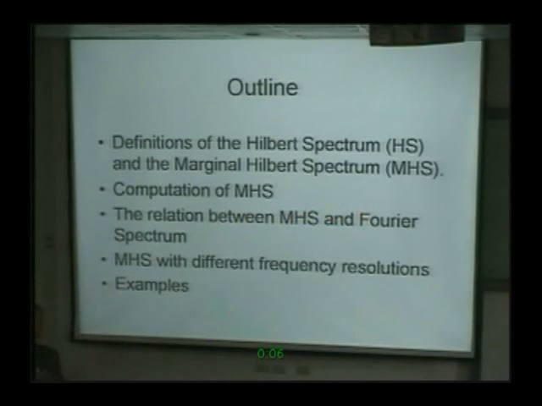The Hilbert spectrum cannot be directly compared with Fourier because Fourier does not have a time coordinate. If you really want to compare, you have to use the spectrogram. But the spectrogram depends upon the time resolution. If you put the time resolution to be very fine, then the frequency is going to be blown up, so you will never be able to make any sensible comparisons. Then after that, we're going to discuss the marginal Hilbert spectrum with different frequency resolution.